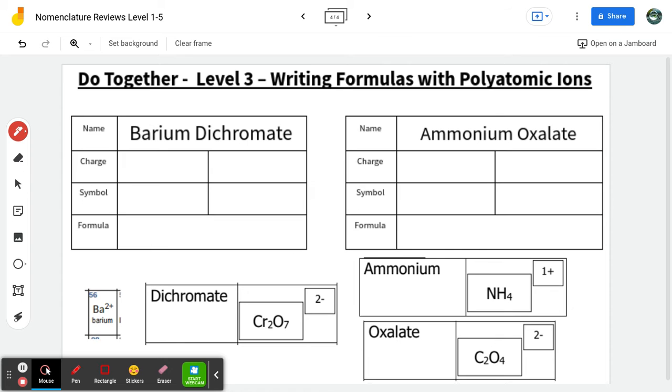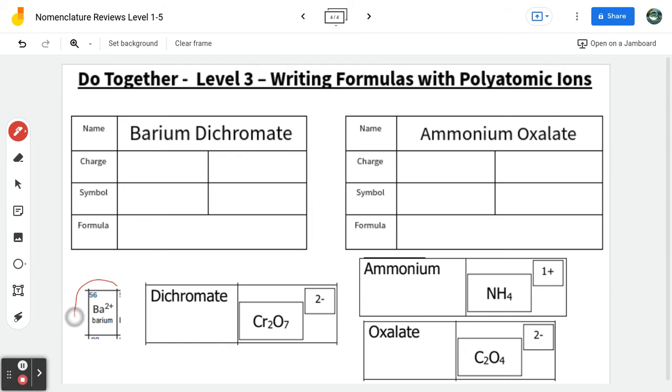So this is same as Level 2, except now we're going to use our polyatomic ion chart, and we may need parentheses. So you will see like barium. Barium is an element. So that one is from the regular polyatomic ion chart, Ba+2. But dichromate and ammonium and oxalate, they all come from your polyatomic ion sheet.